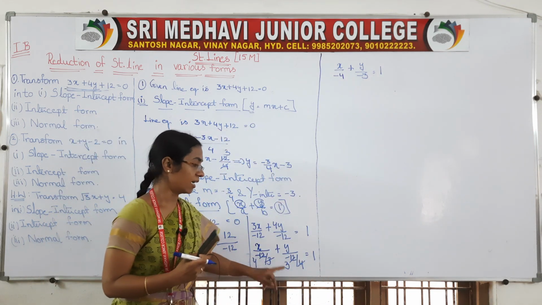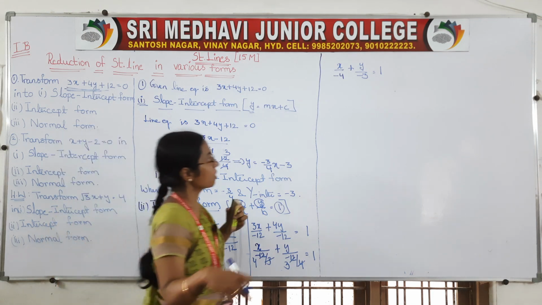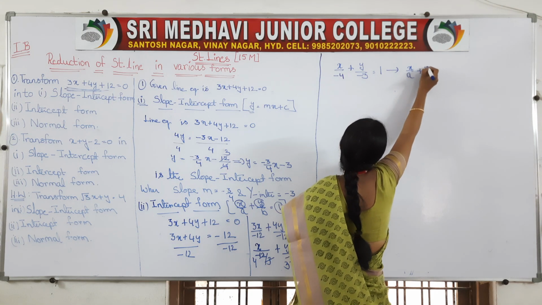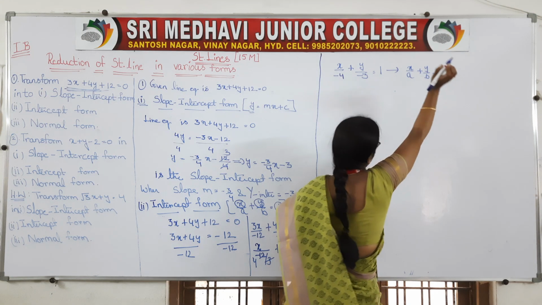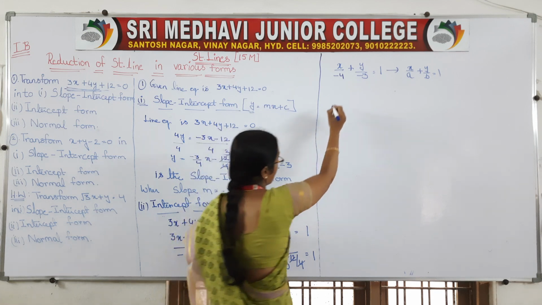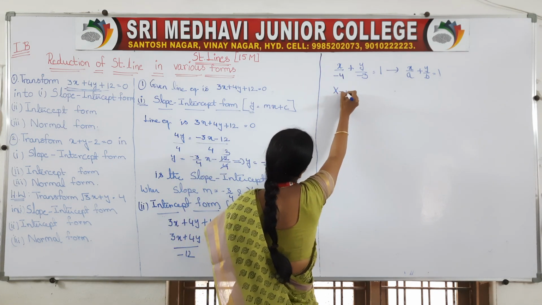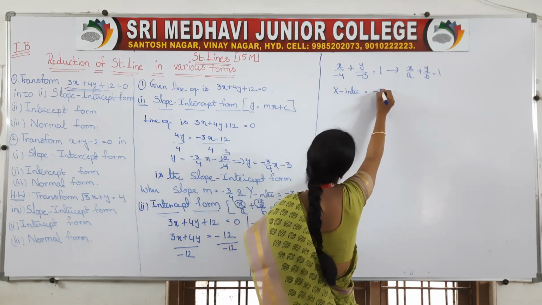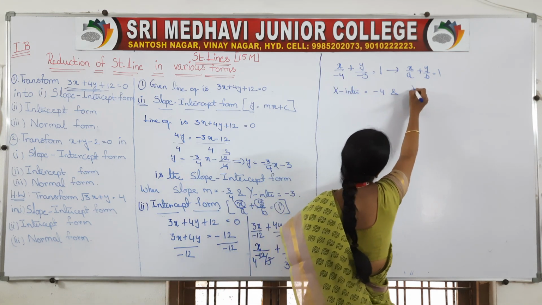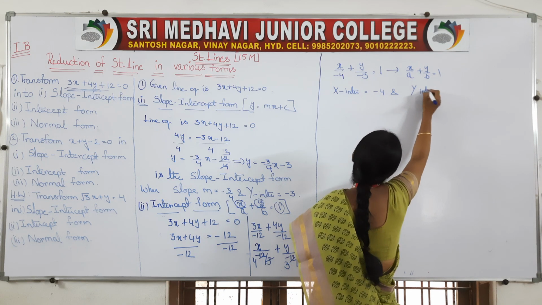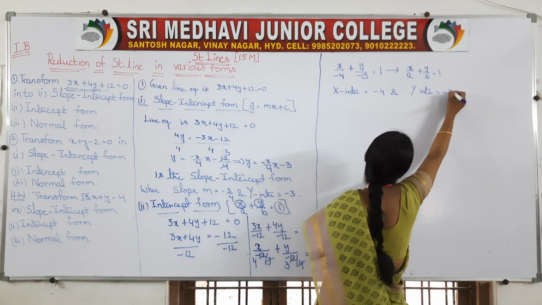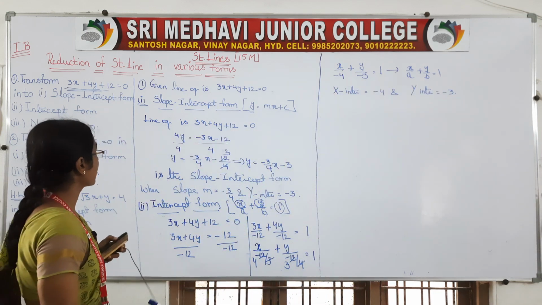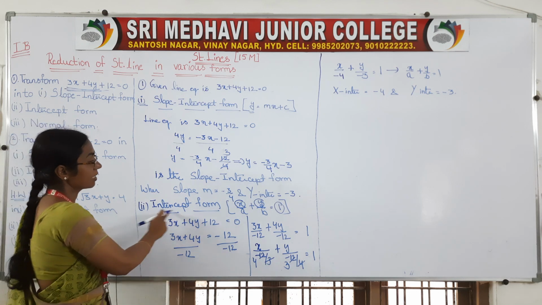So exactly in your intercept form, x by a plus y by b is equal to 1. What is the x intercept? A place is minus 4, and the y intercept is minus 3. So that's all. This is your second form, the intercept form.